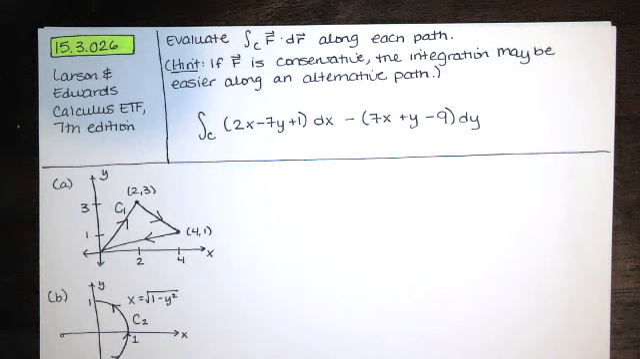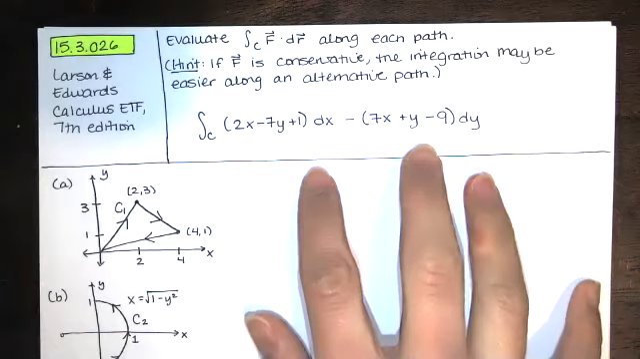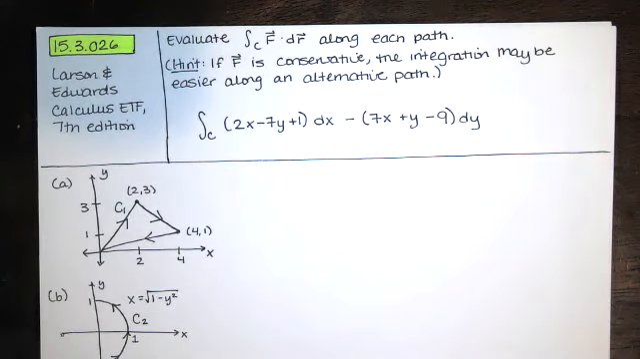They say, remember, if f is conservative, the integration may be easier along an alternate path. Remember, if f is conservative, that line integral is path independent, and we can use the fundamental theorem of line integrals. So we have this line integral stated here.